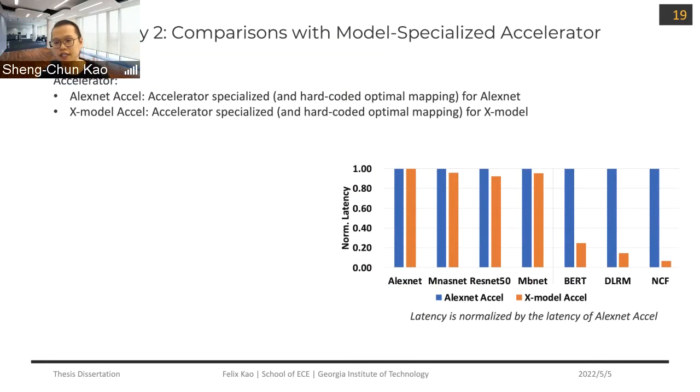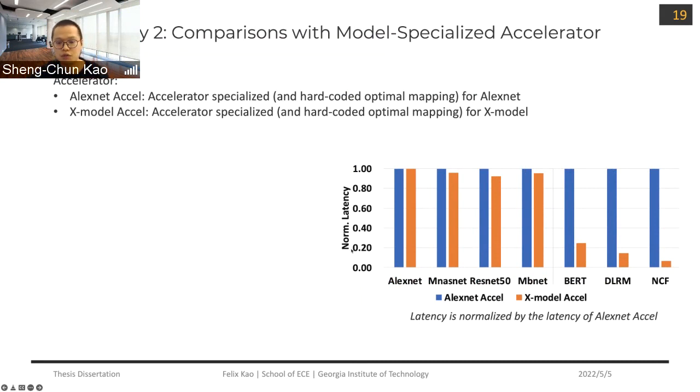Yeah, so for the second case study, we want to show how flexibility can help future proofing. We consider two types of accelerator. First, the AlexNet accelerator, which means an accelerator specialized for AlexNet. And also the X model accelerator, which means an accelerator specialized for X model. For example, the MNASnet accelerator means an accelerator specialized for MNASnet.